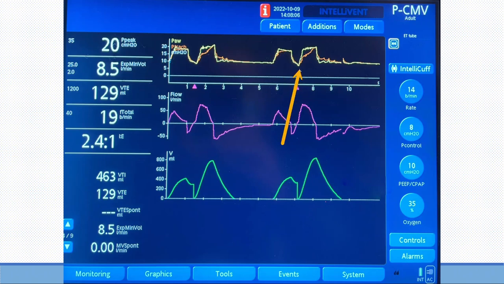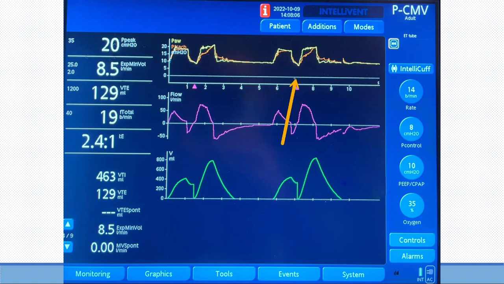In order to answer this question, I need to slow down the rate. If I slow down the rate to 8, for example, you should see that the second breath will follow the first one at a rate of 8. Unfortunately, I don't have a confirmation of this, but this is how you want to confirm whether this is reverse triggering or double triggering.